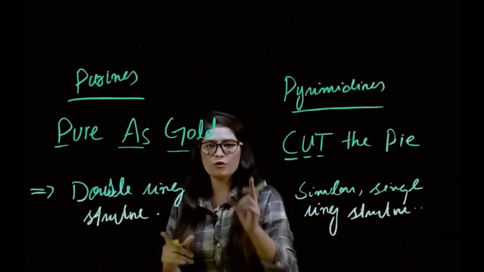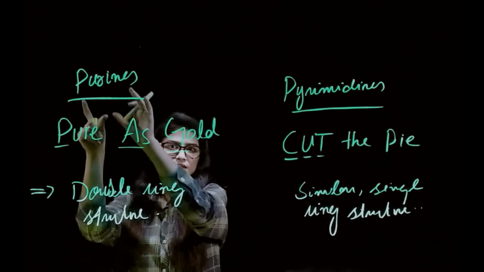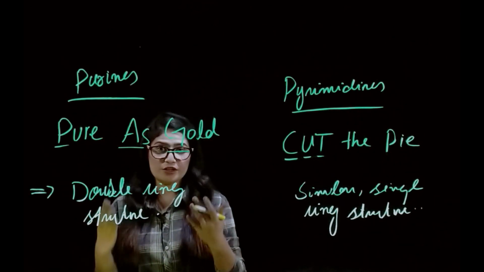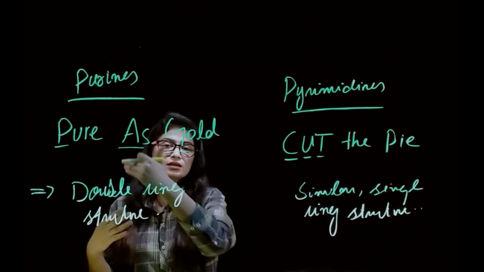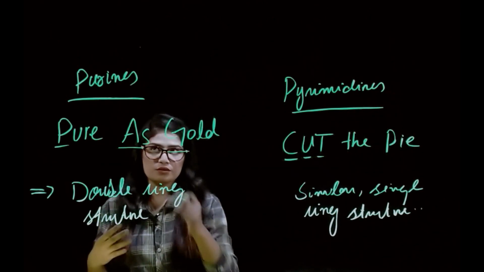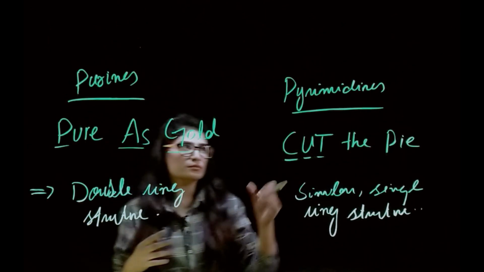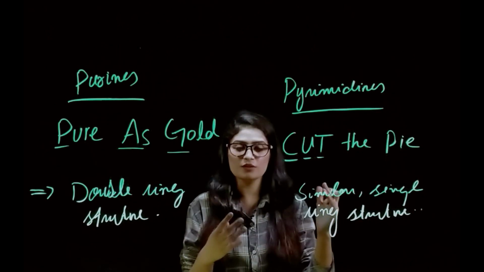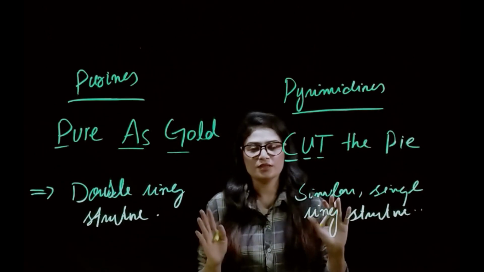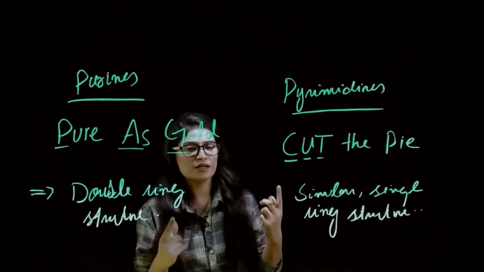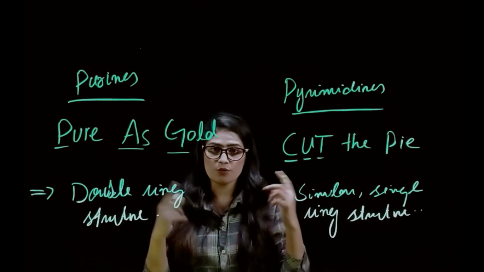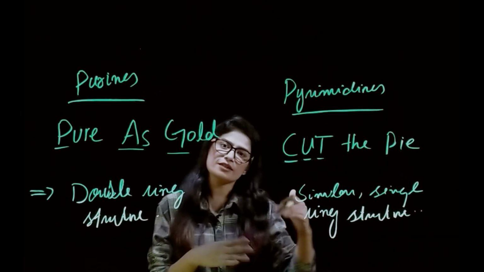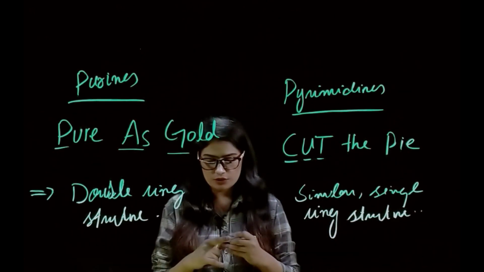And one more tip: purine is a smaller word but has a larger, double ring structure, as adenine and guanine have a double ring structure. Smaller word, larger structure. But pyrimidines, you can say, is the larger word but has the smaller structure. So this is the easiest way to remember the nitrogen bases that are included in purines and pyrimidines.